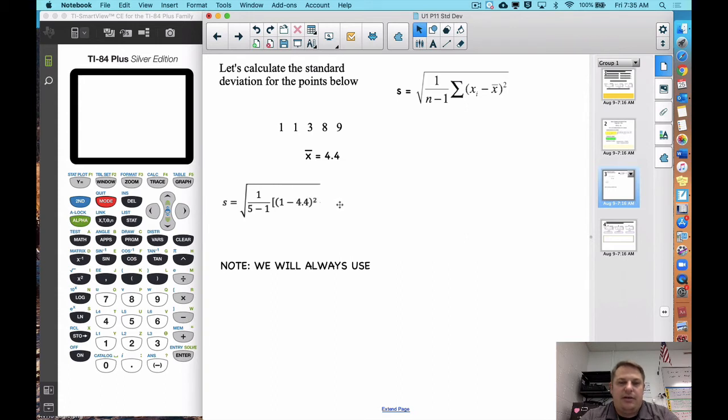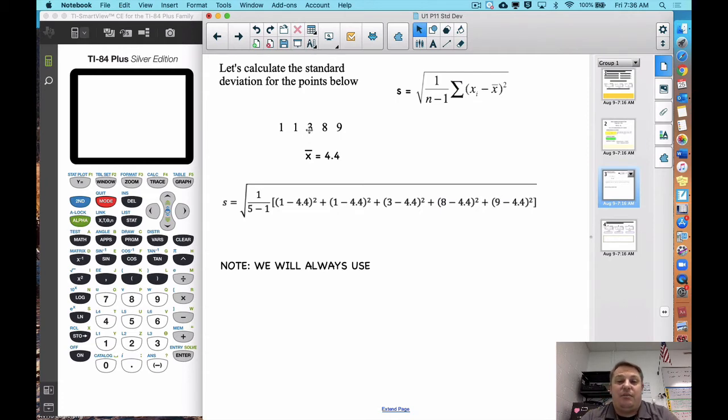square the answer. Then I'll take the next number, which happens to be a 1 again, subtract the mean, square the answer. Then I take the next number, subtract the mean, square the answer. Next number, minus the mean, square the answer. Next number, minus the mean, square the answer. And then you could theoretically type that all into your calculator.